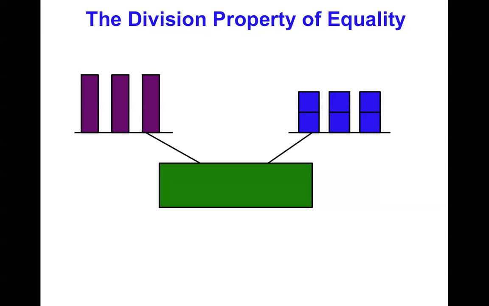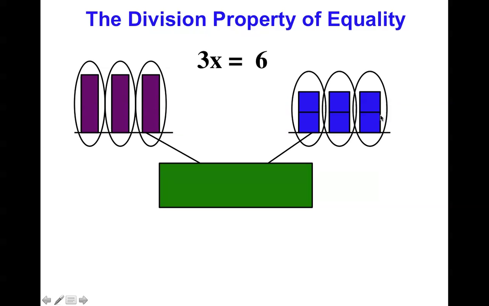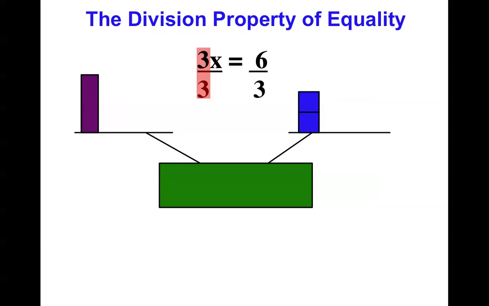If you want to think about it in balancing scales, notice once again we have 3x equals 6. 1, 2, 3 x's, and 2, 4, 6. Hopefully what you notice is that each of the x's would match up with each of these groups of 2. And that means that when I divide it into 3 groups, each of these x's would equal 2.